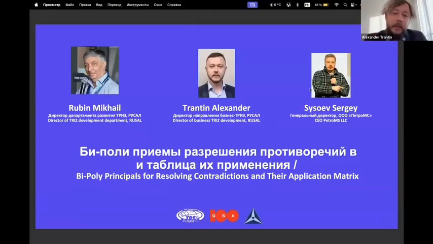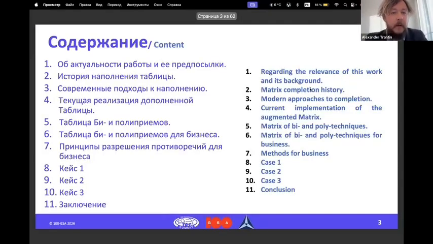Today, I would like to speak on the topic of bipolar principles for resolving contradictions and a matrix, a table to apply these principles. We are working together with our colleagues, Mikhail Rubin and Sergei Sisloev. Sergei is a TRIZ professional and he is also a candidate of physics and mathematical sciences. And in this presentation, his proficiency in mathematics helped us a lot.